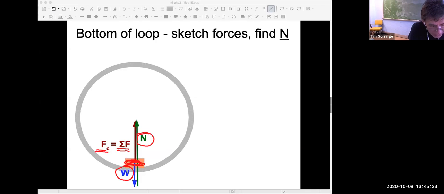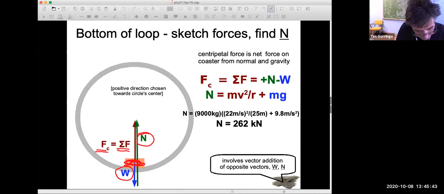So that's the understanding of what's going on. You need a centripetal force, it's due to the net force. It's going to be made by this combination of weight and normal force. We can turn that into an equation, right? That's what I've done over here on the right.